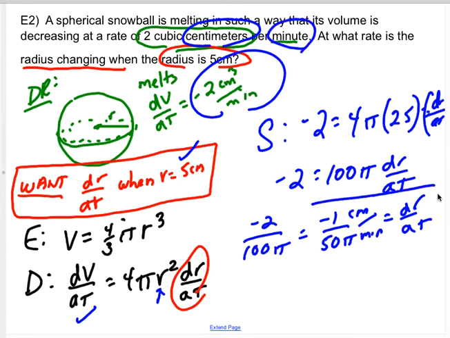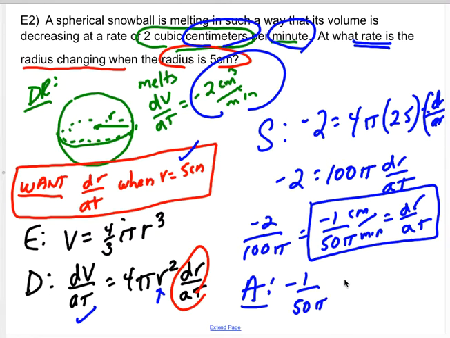So there's my dr/dt, but then I have to answer the question, right? They ask at what rate is it changing? So my answer is negative 1 over 50π centimeters per minute.